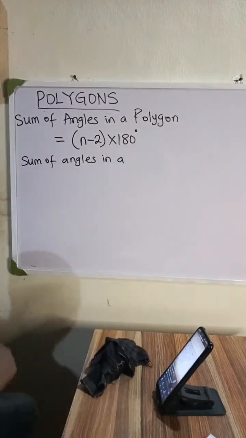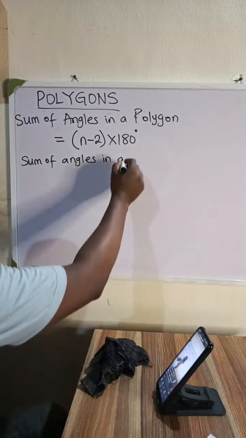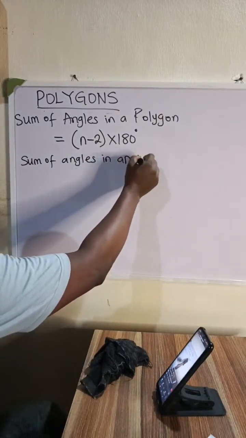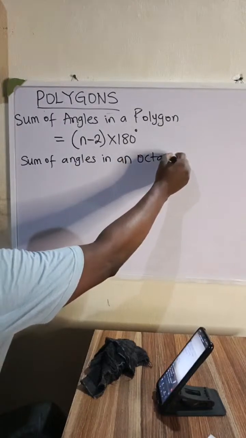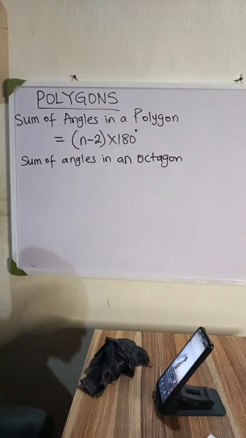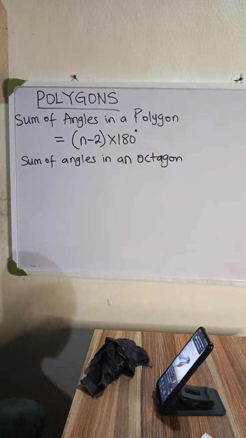The next, sum of angles in an octagon. So Daniel has 2 more marks. Sum of angles in an octagon.